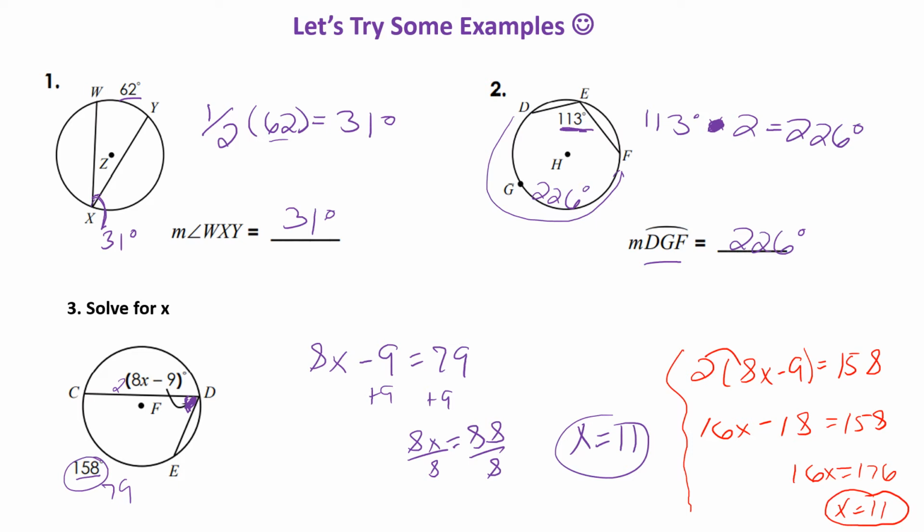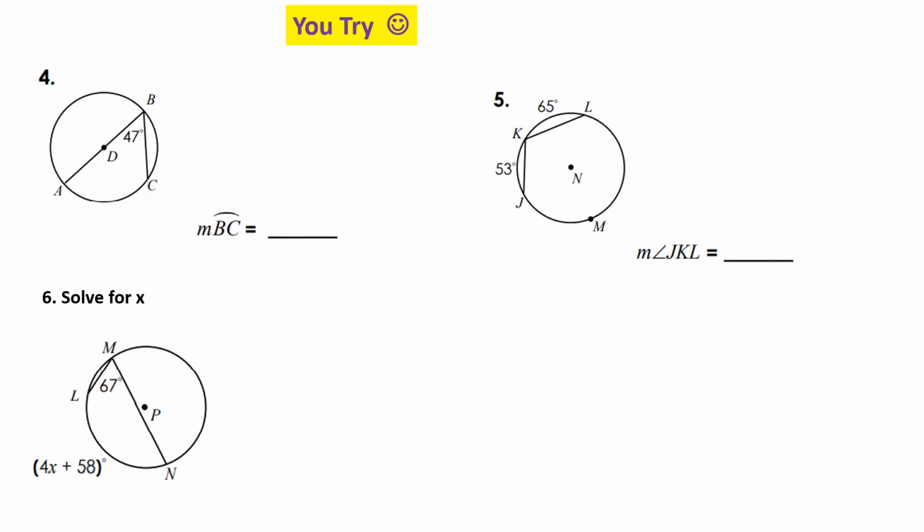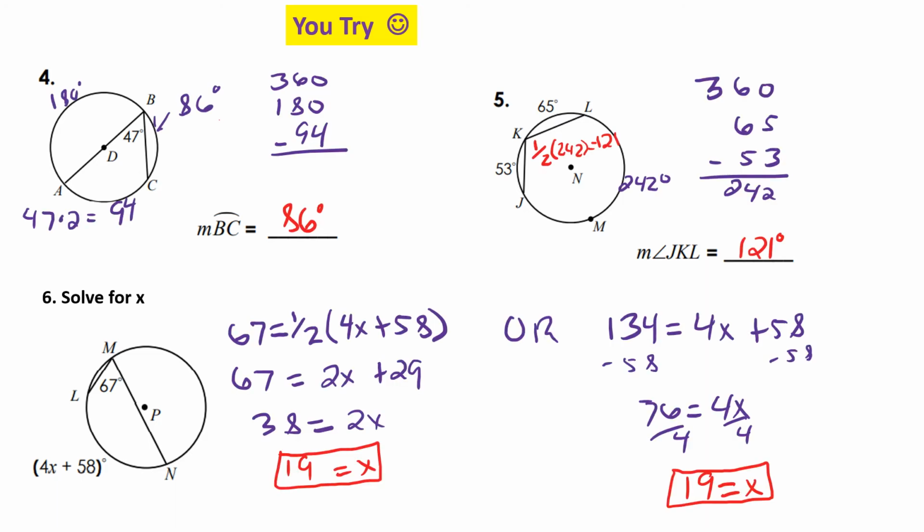So the next few problems I'm going to ask you to try on your own. Alright, so I would like for you to pause the video and try these problems on your own. So go ahead and check your answers here. Number 4, you should have gotten 86 degrees. Number 5, 121 degrees. And number 6, x is 19. Notice I worked it out both ways, so hopefully you got it correct. If not, just pause the video here and analyze my work just a little more.